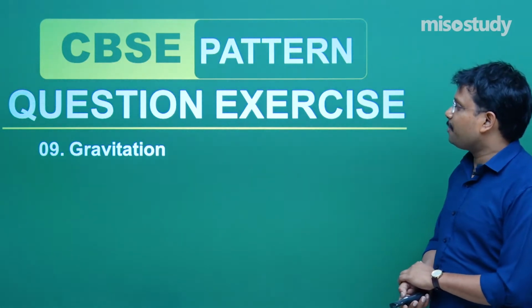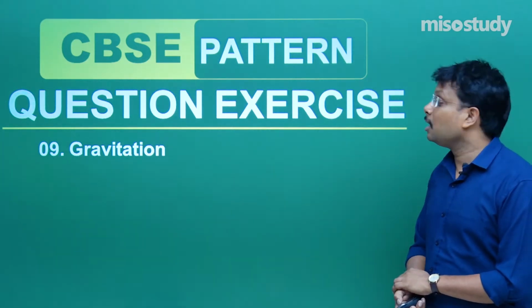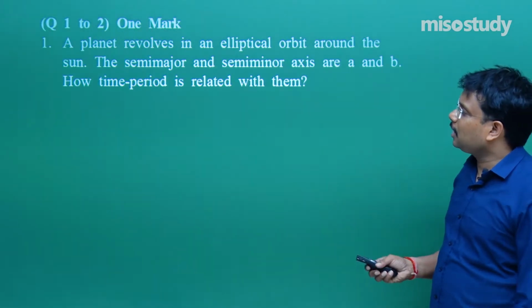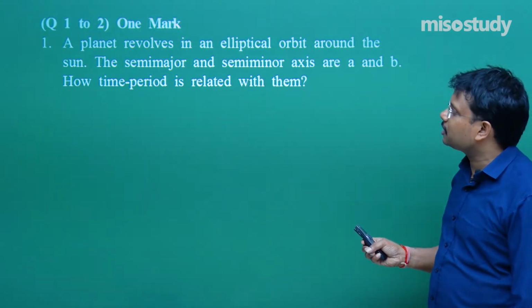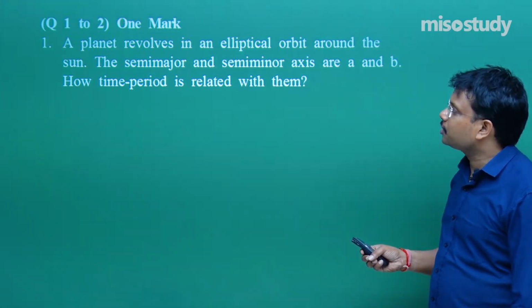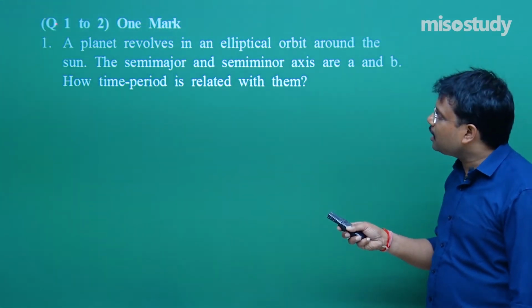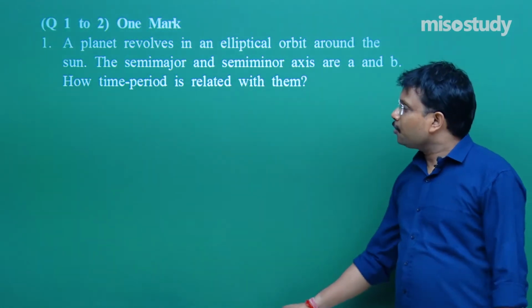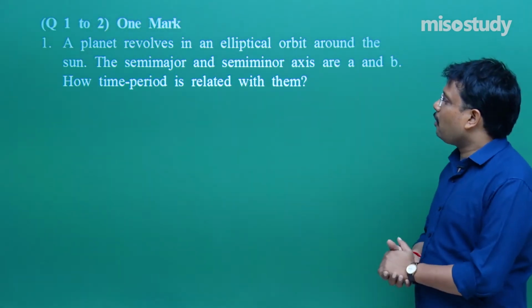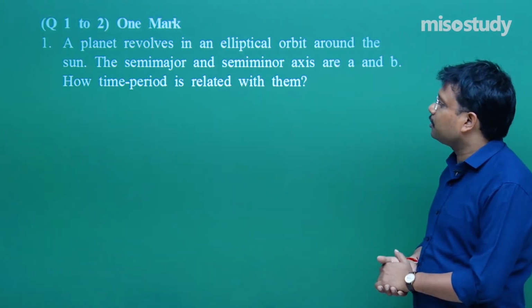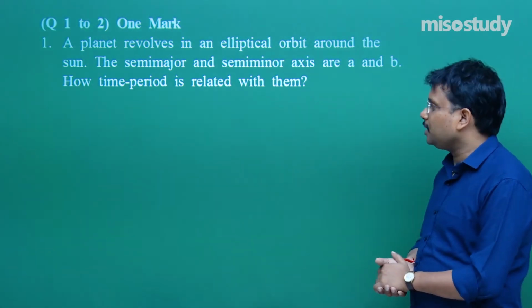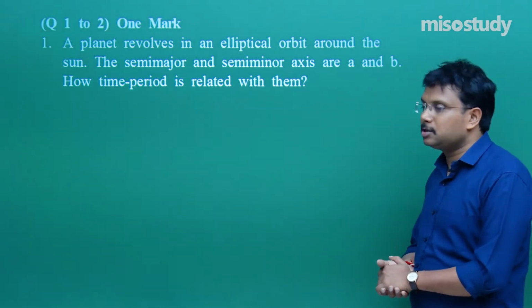So, here it is the CBSE pattern question exercise, the chapter is gravitation, and it is your very first question. Now, the first thing you should do is read the instructions. For example, over here it is 1 mark, for question numbers 1 to 2. So, be very careful about the instructions. Here the question is: a planet revolves in an elliptical orbit around the sun. The semi-major and semi-minor axes are A and B. How is the time period related to them?